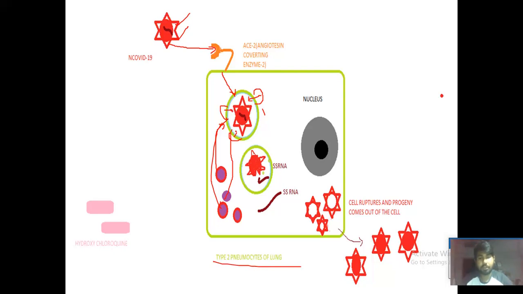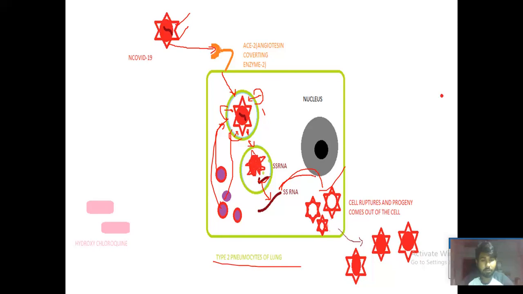After secretion of these proteases, what is the next step? The viral spike proteins become activated and they release the ssRNA, which is this. Now this ssRNA comes out of the endosome and binds with the nuclear genome to form multiple copies of it.